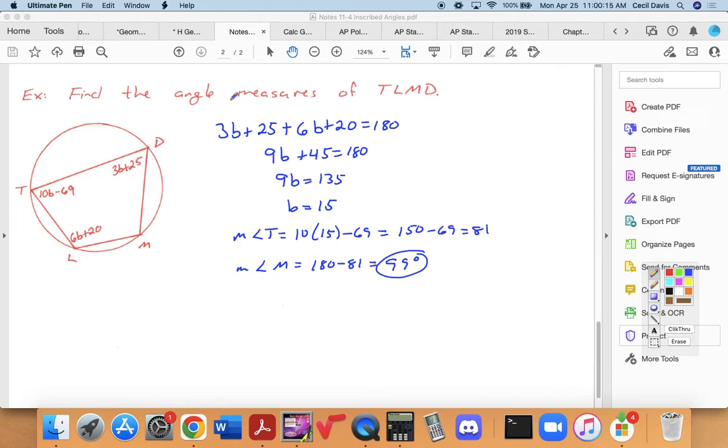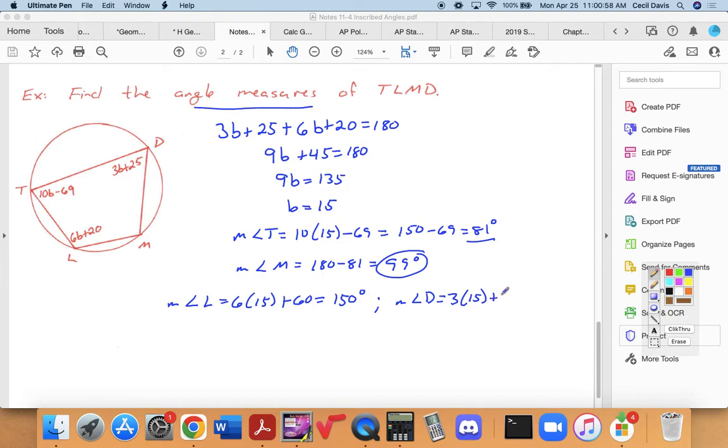So I've got that angle. Now notice it asked me for all of them, so I need to go back and substitute in. I found angle T. I've got that one. So I just need to substitute back in to find angle L and angle D. The measure of angle L will be 6 times 15 plus 20. That's 60 plus 30 is 90 plus 60 is 150. And if everything worked out right, angle D had better come out to be 30, right? So the measure of angle D is 3 times 15 plus 25.